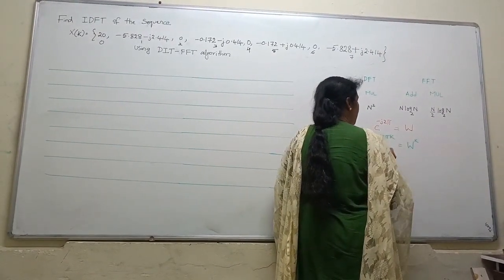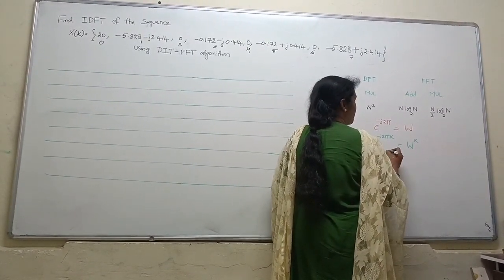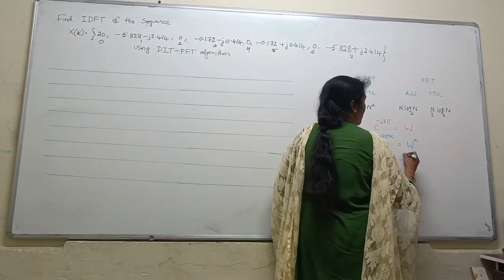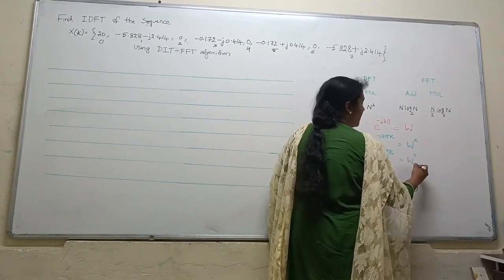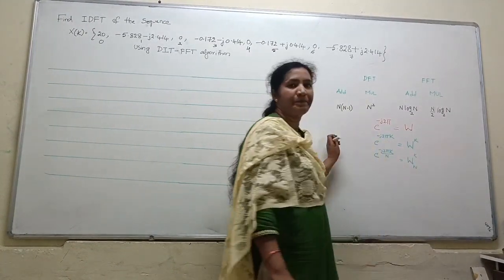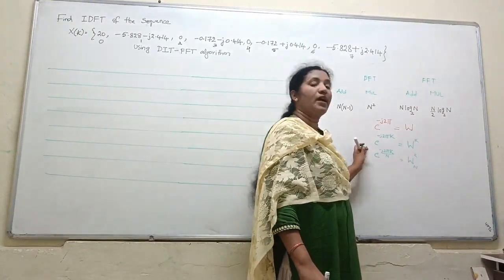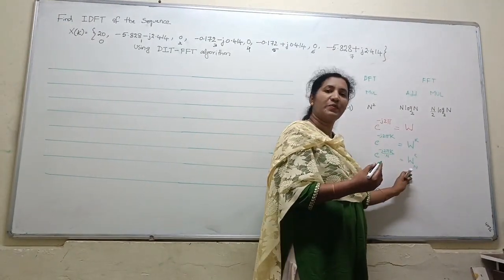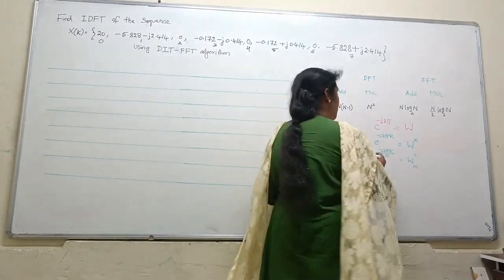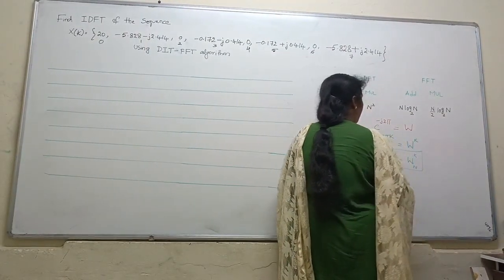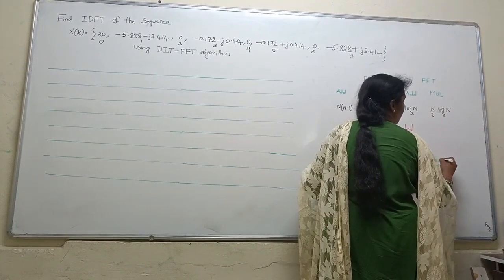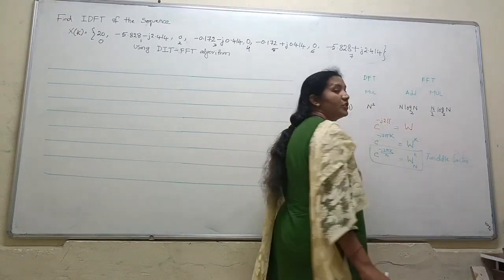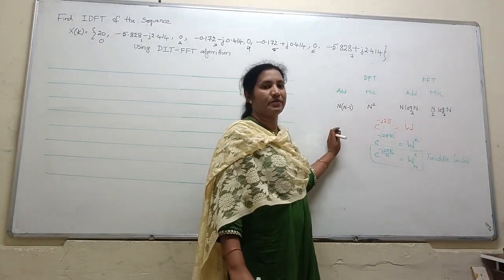Now, the expression e power minus j 2 pi k by n means W power k, and divided by n will be represented with suffix n. So this is the way your exponential terms can be conveniently represented. This term is called the twiddle factor, which is used to represent the exponential terms.